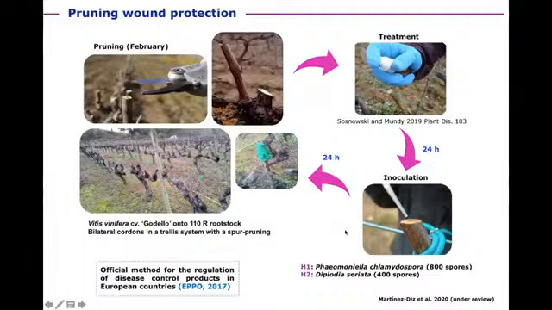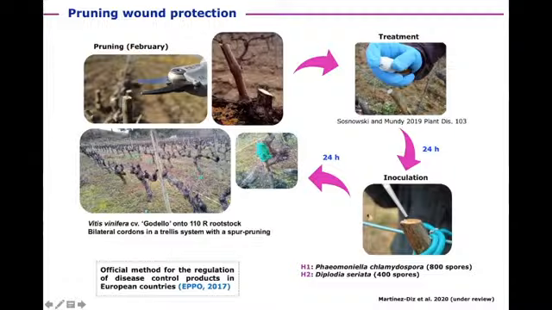Now I'm going to talk about a pruning wound protection trial that we recently performed in Galicia, northwestern Spain. For this, we followed the official methods of European countries to evaluate pruning wound protection products against Eutypa lata. In February, 1-year-old canes of all vines to be treated were spur pruned to 2 or 3 buds, leaving this protective wood and coinciding with the common pruning time in this region of Spain. Wound treatments were applied by hand until runoff within 2 hours after pruning to 3 wounds per vine.